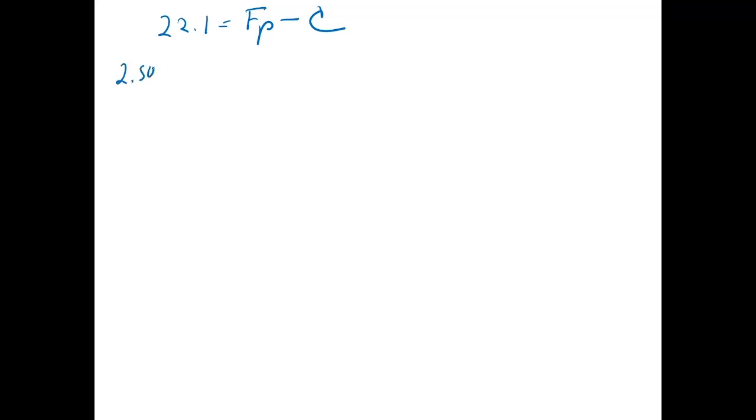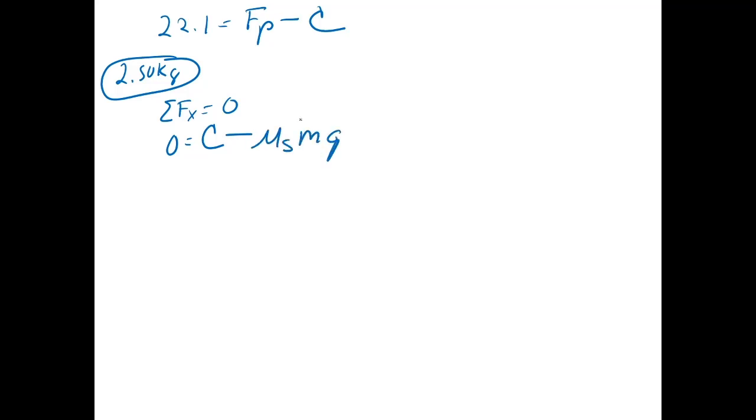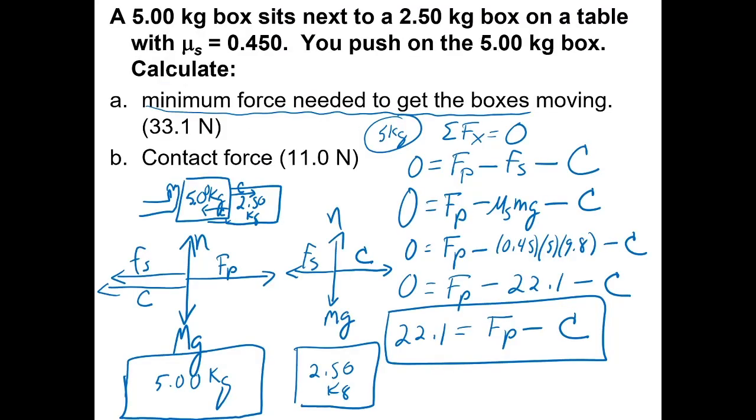Now for the 2.5 kilogram box, the sum of the forces will be 0 in the x direction. There's no push on that box. There's only a contact force. And resisting it is mu s times mg. Remember, this is the normal force. So let's double check our mu s, 0.45.